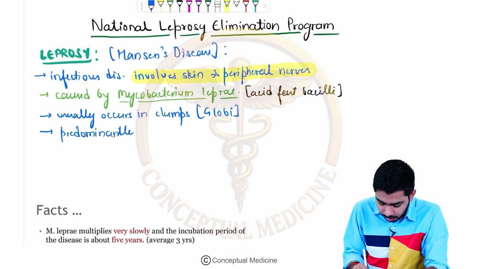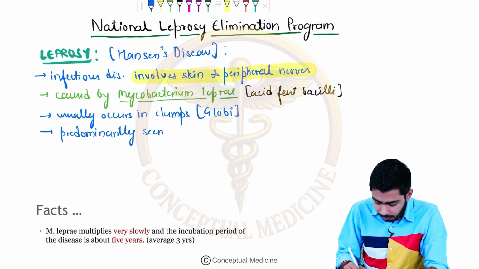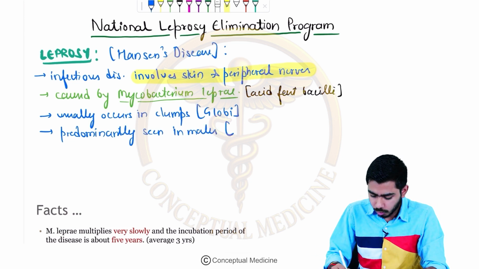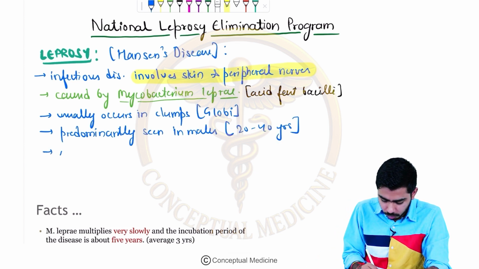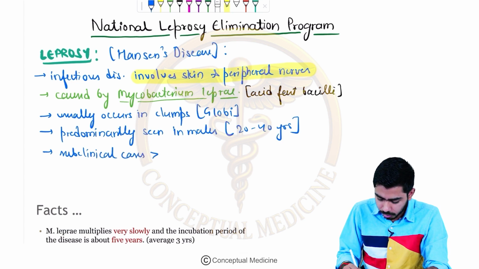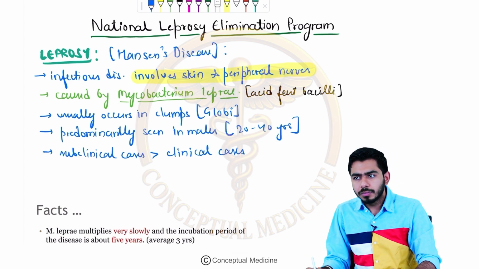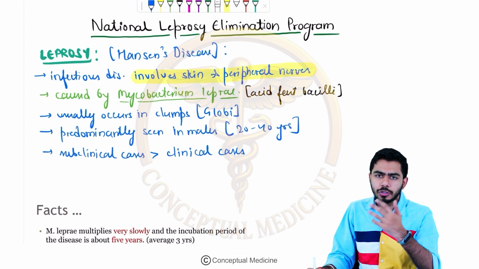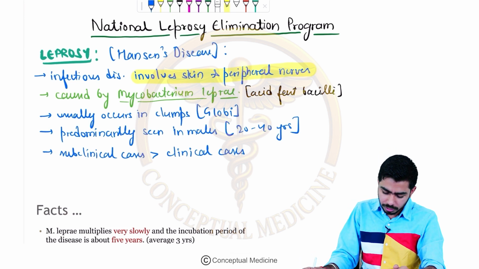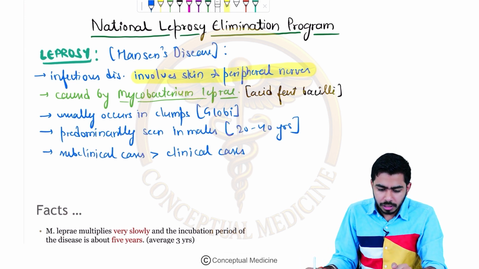Predominantly it is seen in males as compared to females, and most usually it involves the 20 to 40 years age group, right? So males of 20 to 40 years are usually affected by this disease. Usually subclinical cases are more in the community as compared to clinical cases. Can we get it from a person? Yes, we can, but usually the subclinical cases are roaming in the community and might be spreading this Hansen's disease, that is leprosy, right?